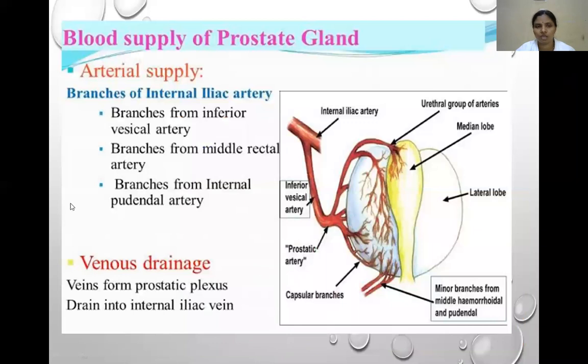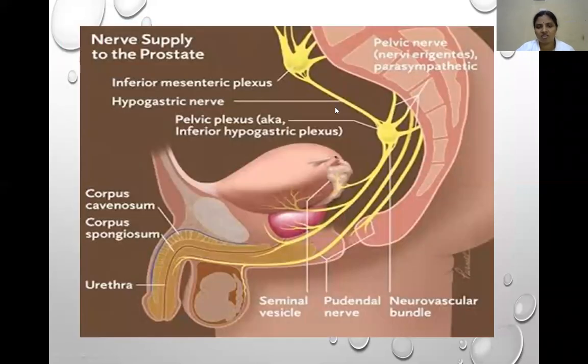What is the blood supply of the prostate gland? It is derived from the internal iliac artery, mostly by the inferior vesical artery, which supplies the lower part, including the neck of the urinary bladder, and supplies the prostatic gland. Other branches are the middle rectal and internal pudendal arteries. The veins drain into the prostatic plexus and finally into the internal iliac vein. The nerve supply is from the pelvic plexus, from S2, S3, S4, supplying the prostate gland.